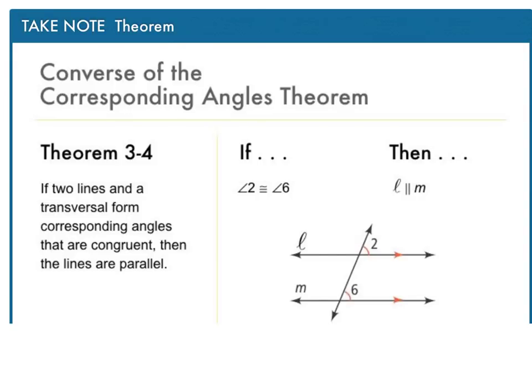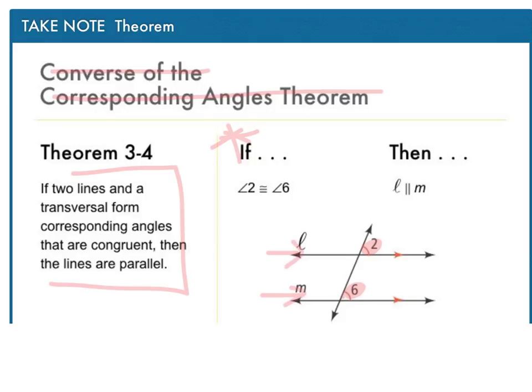Alright guys, so more theorems for us. Today we're starting with the converse of the corresponding angles theorem. And basically this just tells me that if two lines and a transversal form corresponding angles that are congruent, then the lines are parallel. So over here, taking a look at it with a picture, if angle 2 is congruent to angle 6, then we can prove that line L is parallel to line M.